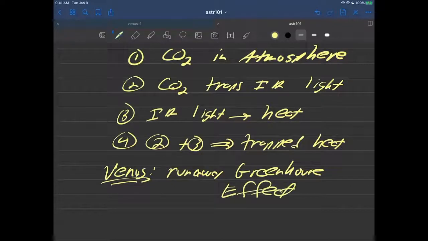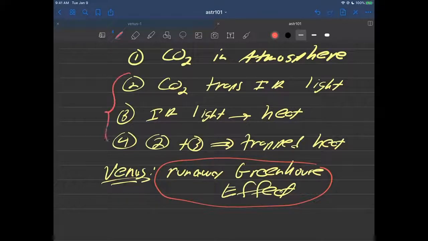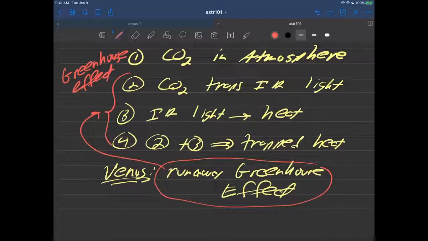That, I think, is the most compelling and important aspect of the planet Venus, is it's a planet that exhibits the runaway greenhouse effect. And the greenhouse effect is essentially these 3 things right here. That is the greenhouse effect. The greenhouse effect is that CO2 traps IR light. IR light is associated with heat. And if you put 2 and 3 together here, you get not just trapped IR light, but trapped heat. And that's what tends to warm things up.